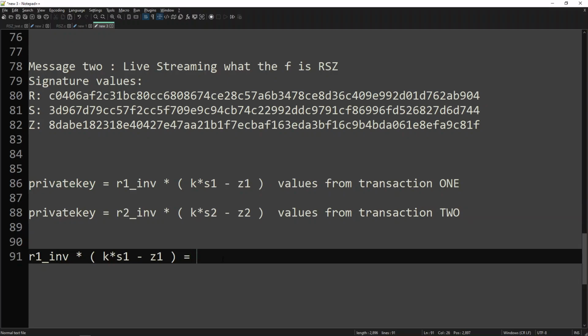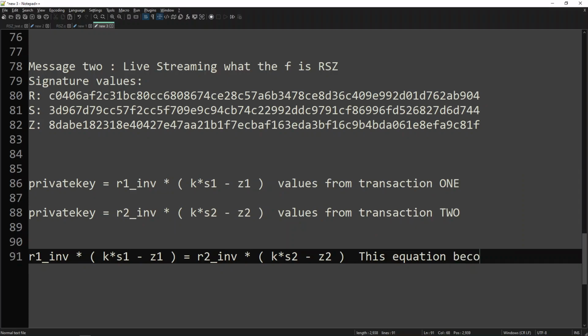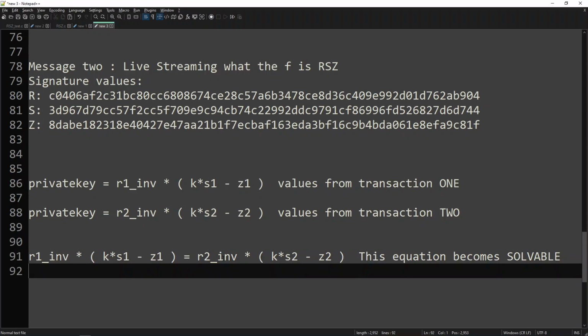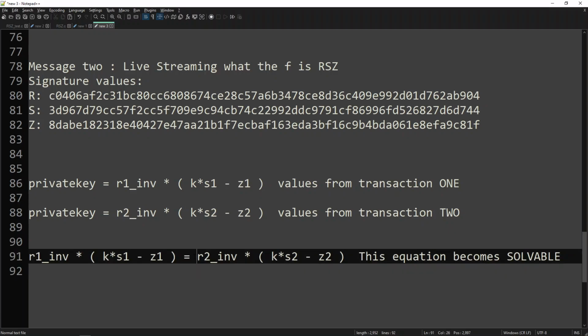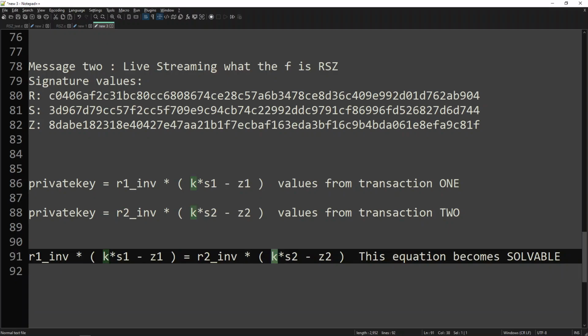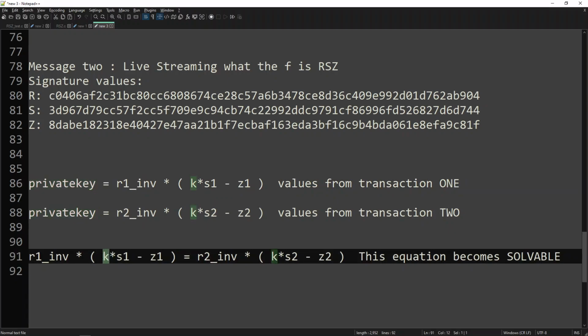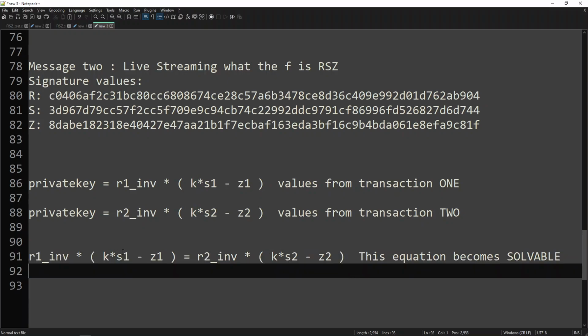So the equation becomes solvable. So you can rearrange, reorganize, I don't know how to say it, those terms, and you can solve the key value because both equations produce the same private key. You also can solve what this key value is. I don't know if you can follow me.